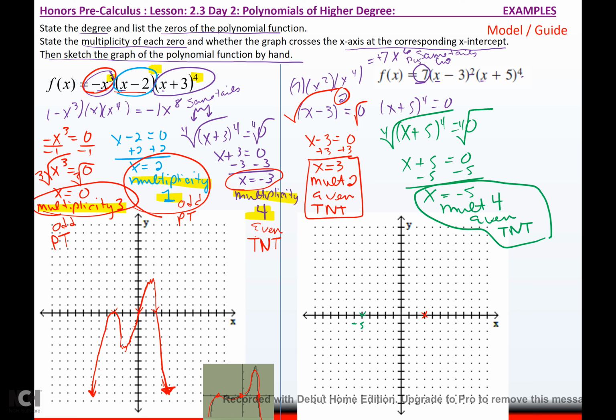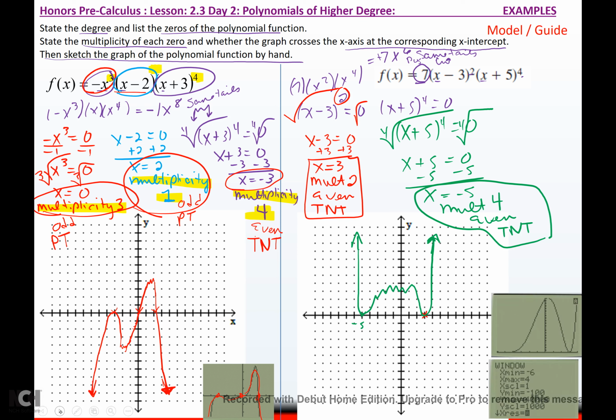And my tails have to both point up. So touch and turn, it's going to wiggle in the middle. At some point it's going to hit this one, touch and turn, and it's going to head back up. If I confirm that, I had to change my window pretty drastically because I couldn't see what was happening in the middle, but you can see it's tangent there and it's tangent over here at negative 5. Like I said, to get a good picture of it, I had to use a pretty extreme window.